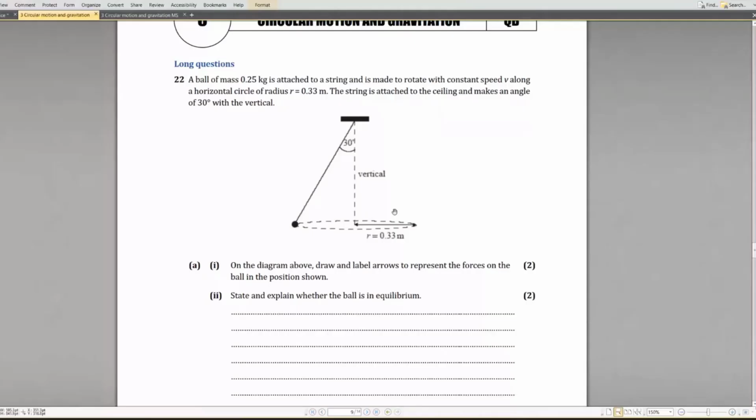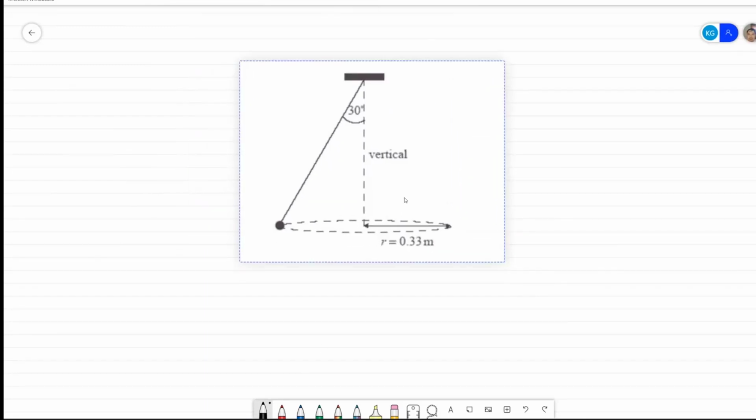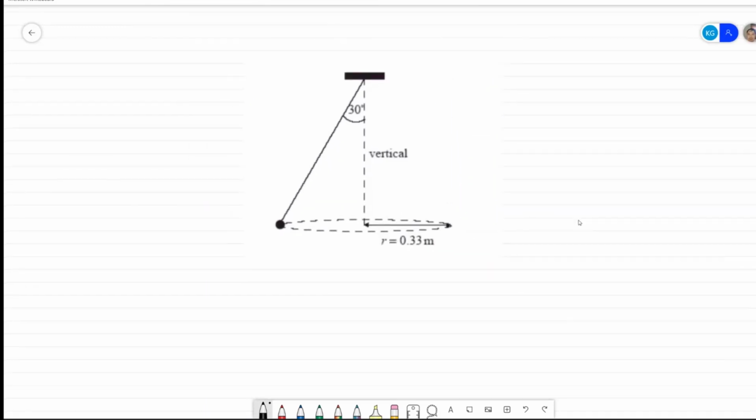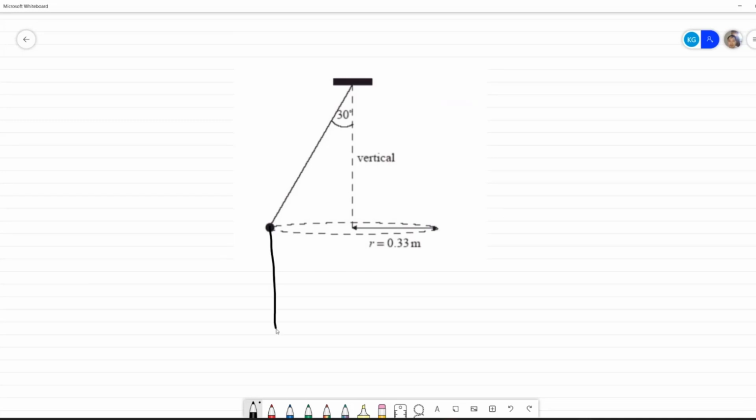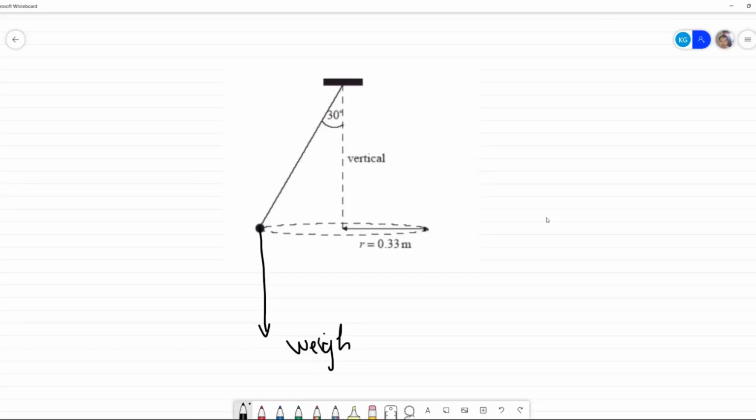Is it the radius, the force? The position from the ball to the center is the force, right? Okay, let me draw it. There are only two forces. One is the weight, the gravitational attraction of the Earth, vertically downward. The second force is the tension of the string.